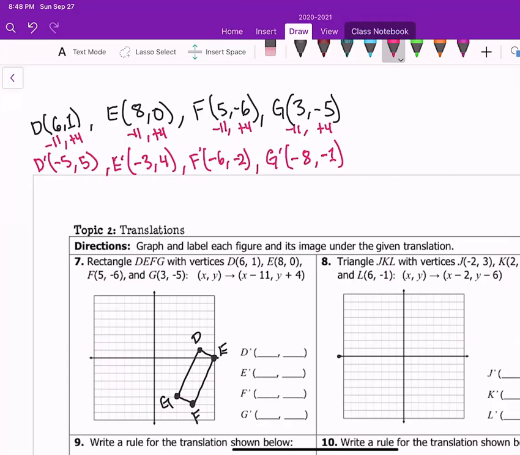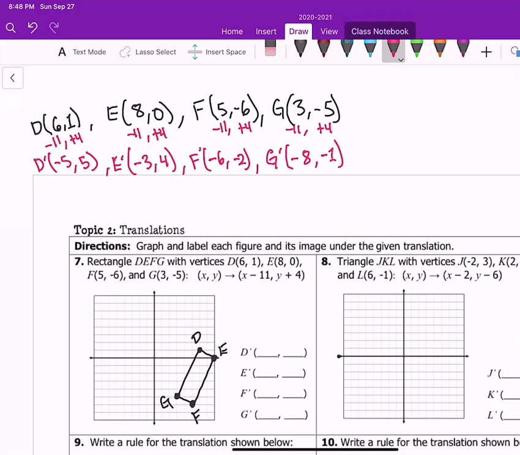So the translation is going to be, where it says (x, y), if you can see that, it's x minus 11. So all my x values are going to subtract 11 from it, and all my y values are going to add 4 to it. So if you could see up here, I wrote in red, my D prime is going to be (-5, 5). So let me write that down here. So (-5, 5).